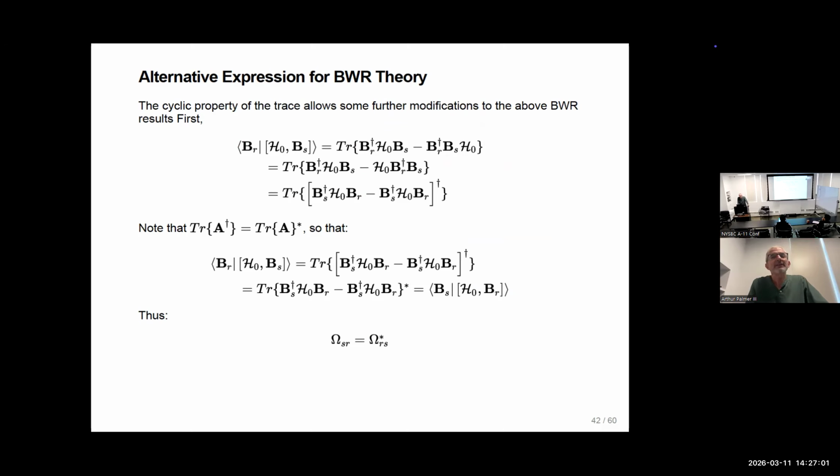The double commutator that I said, the double commutators have been calculated for everything under the sun. But it is possible to rewrite the double commutator by making use of the fact that the trace is cyclic. You can permute operators in the trace and it remains the same.